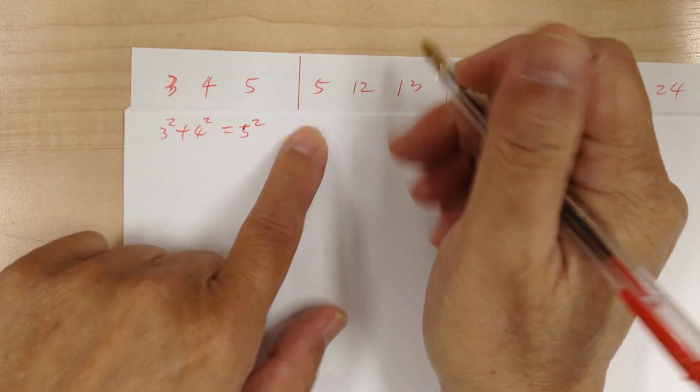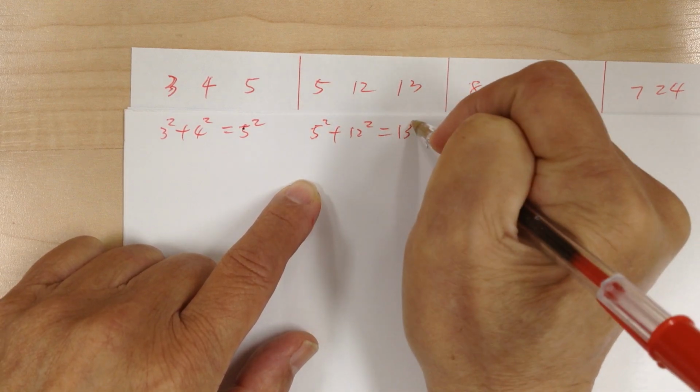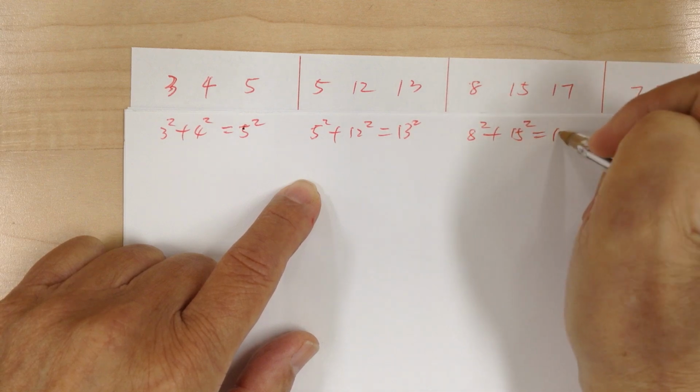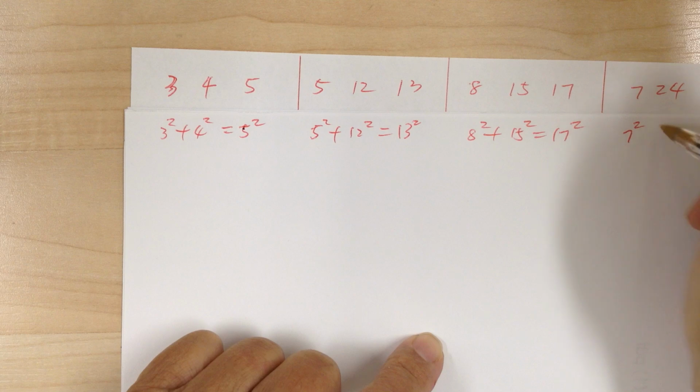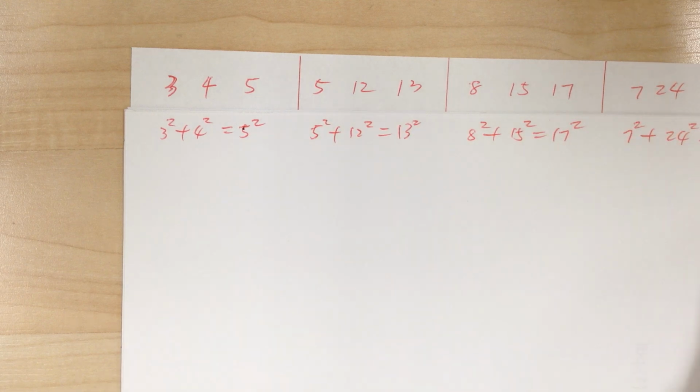Same thing with the others. Again, by the Pythagorean theorem, you've got 5 squared plus 12 squared equal to 13 squared, 8 squared plus 15 squared equal to 17 squared, and 7 squared plus 24 squared equal to 25 squared. So that's your Pythagorean theorem.